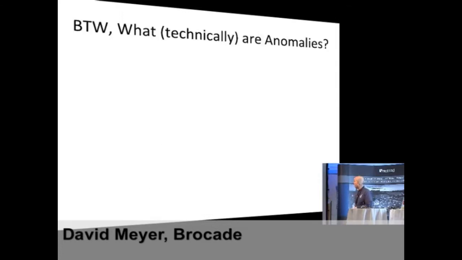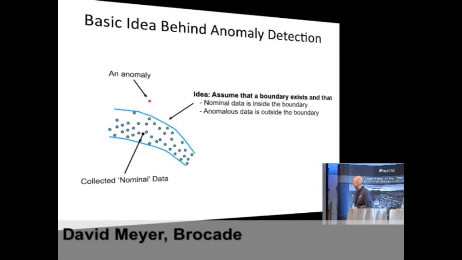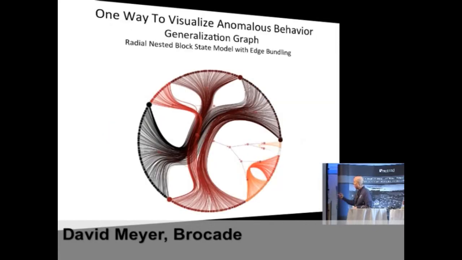Okay, so let's stop this. Let me see if I can get to the end of this. Anomaly detection is interesting. Oh, yeah, let me show you this. We built this anomaly detection thing, and then we just shoved it through this radial nested block state model graph thing. This was just the kind of graph that you have inside R. And this thing came out, and we were all shocked because there's about 500 million flow records in here. These things right here, these are the anomalies, right? And this just popped out of that.